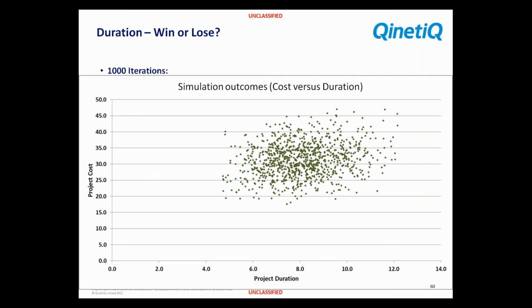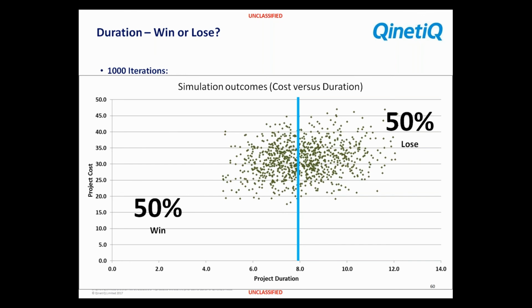We know that nothing is above 47, and nothing is below, say, 17 in terms of cost. So we can start to see where the confidence levels are here. If we put a line down the middle, and we make sure that half of the outcomes are to the left and half are to the right, there are 500 dots to the left of that line and 500 dots to the right. In other words, that represents our 50% confidence.